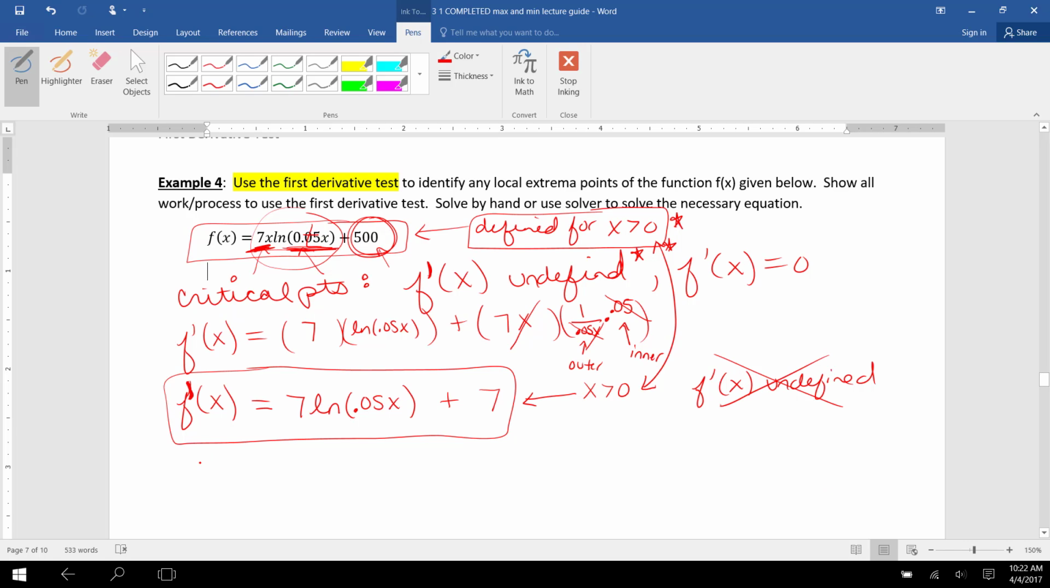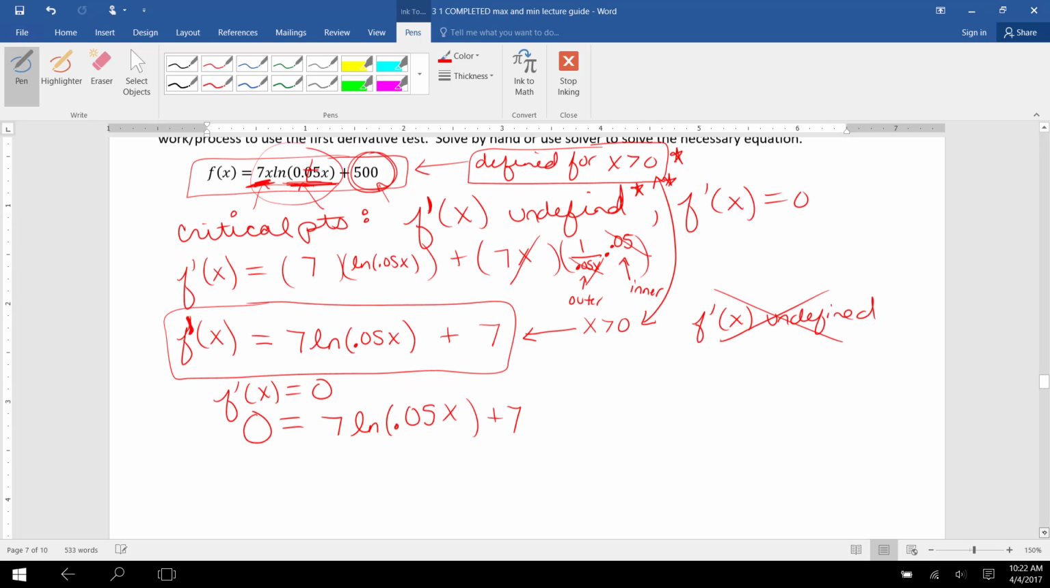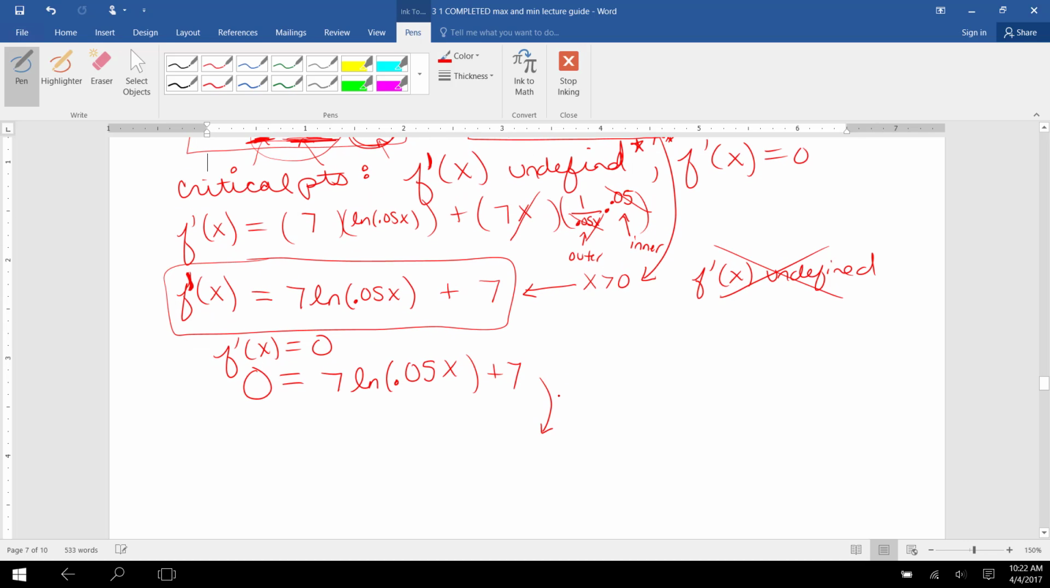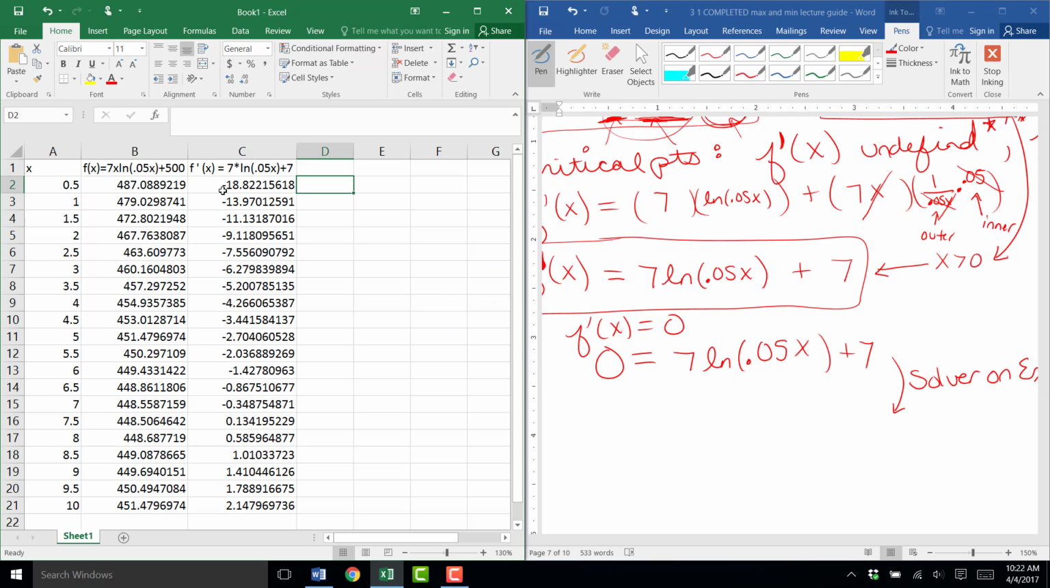Instead, I can focus on identifying where f prime of x is equal to 0. So I set 0 equal to my derivative. And like I said, I'm going to go ahead and have Excel help us with this. Excel Solver is going to help me solve this, and then I'll show you how you can solve this pretty easily by hand. All right, in Excel, I have put some x values in column A. I've put the actual original function, 7x ln 0.05x plus 500, into column B.